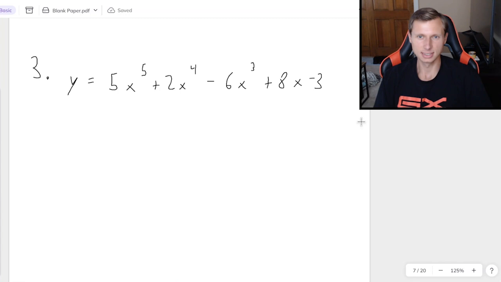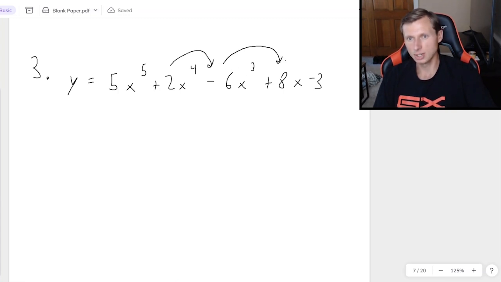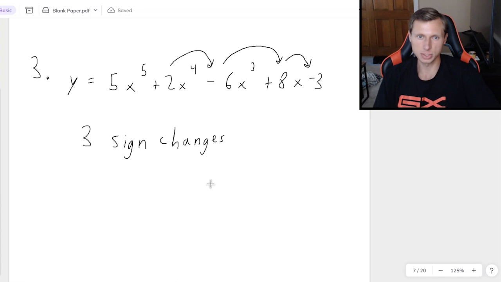Okay, so first, how many sign changes do we have here? Looks like positive, negative, that's 1, and then back to positive, that's 2, and then positive to negative, that is 3 sign changes. Oh boy. So that means a max of 3 positive real solutions.